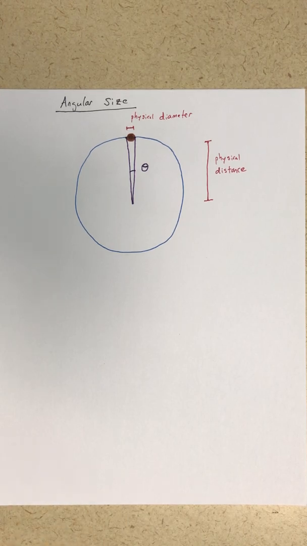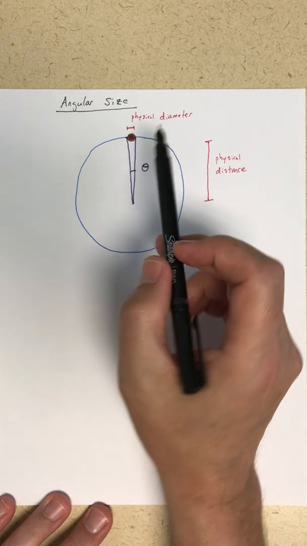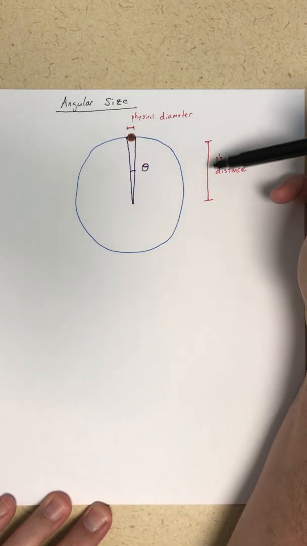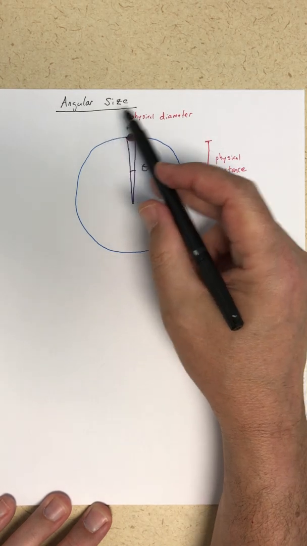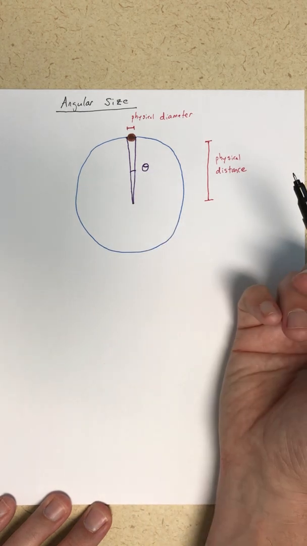by a given object. So the scenario we're thinking about is that I have some object, it has some physical diameter, and it is some physical distance away from me, and on the sky it's going to cover some angle theta.